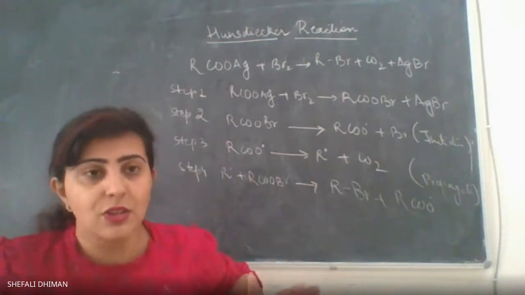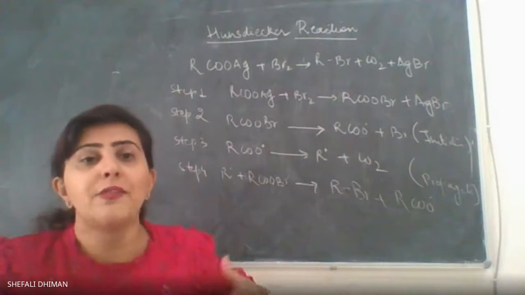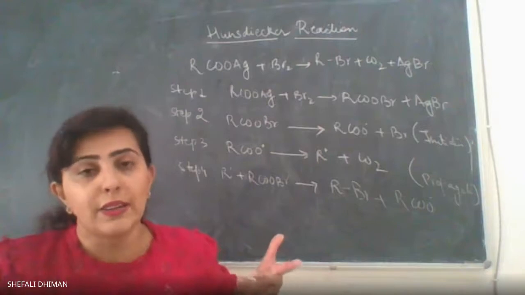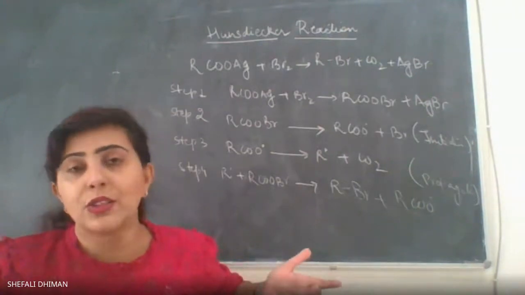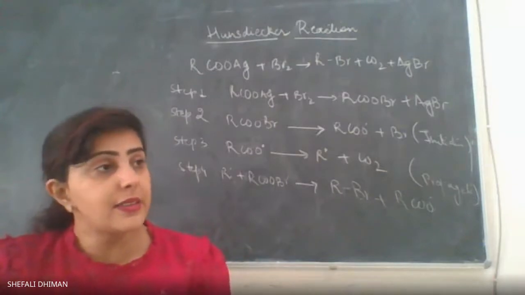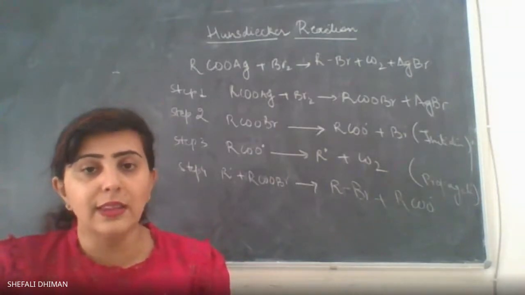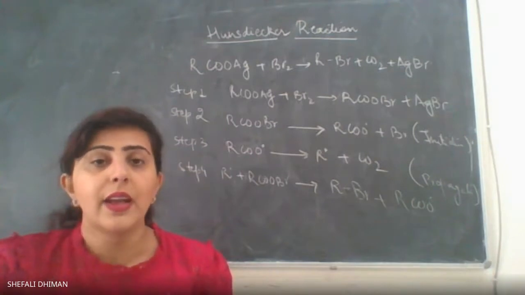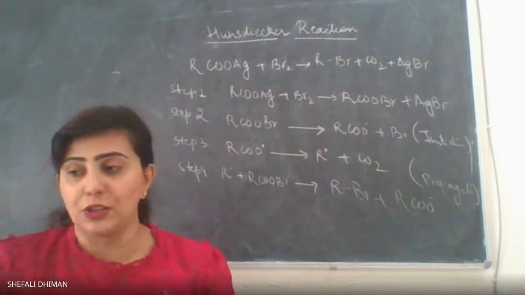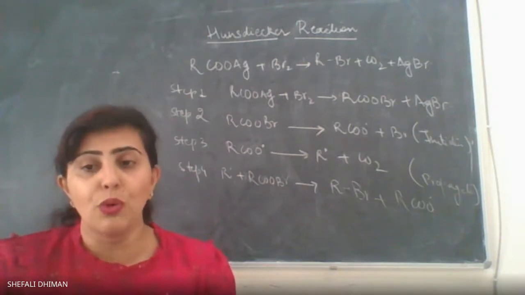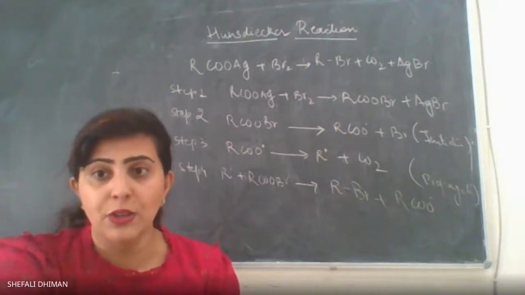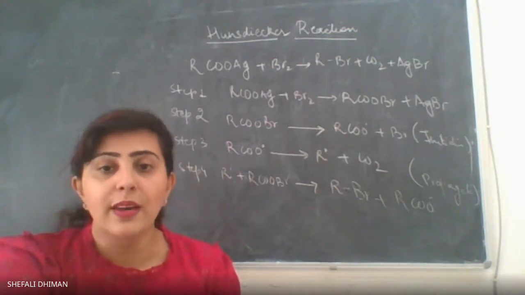The Hunsdiecker reaction is one of the very famous examples, discovered very early, of the free radical reaction, and it involves three steps: initiation, propagation, and termination. There is another reaction which is called the Reed reaction. It is called the chlorosulfonation reaction. So let us talk about the Reed reaction in the next step. So what is the Reed reaction?